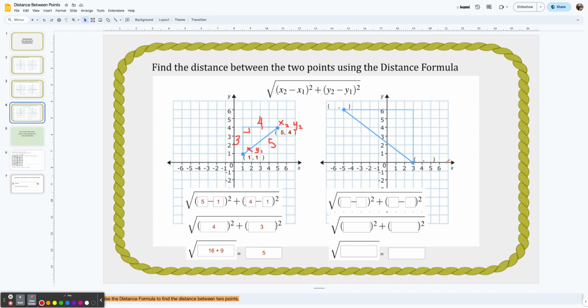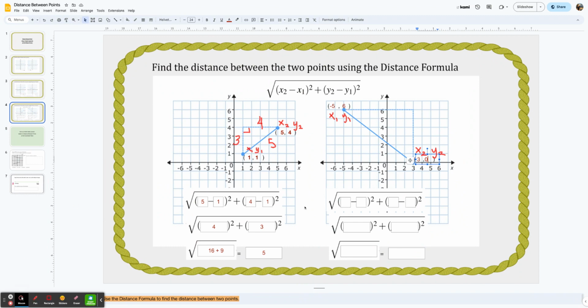Now let's look at this problem, and let's substitute in our endpoints. But first, let's get the coordinates of the endpoints. So right here, this top endpoint is negative 5, 6. This is on the x-axis at 3, 0. Let's call this x sub 1 and y sub 1, and we'll call this x sub 2 and y sub 2. It does not matter which one you call the first point and which one you call the second point. You can decide that.